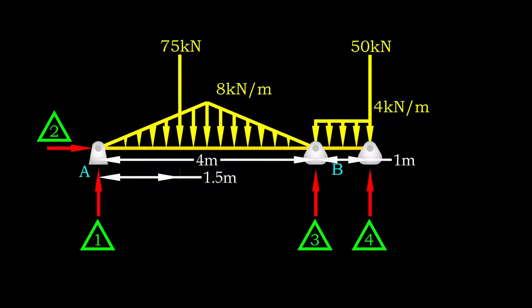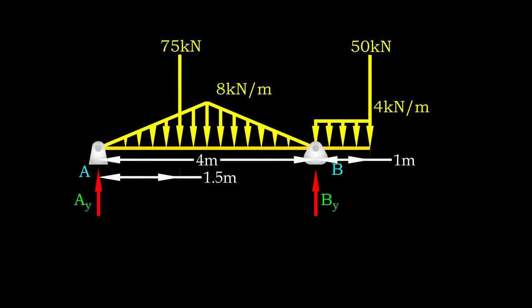If we provide too many restraints on the beam, it becomes statically indeterminate. To solve such a problem, equilibrium equation alone is not enough. Flexibility method or stiffness method need to be used. Let's get back to our problem. The first thing we need to do is determine all support reactions.